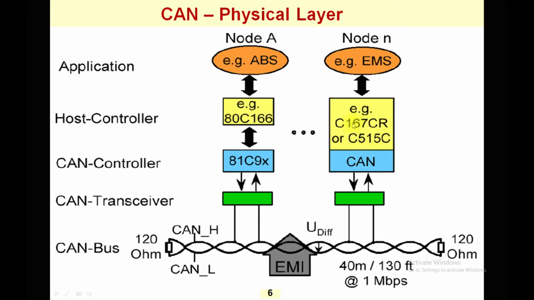Hence, the XC167 with on-chip CAN protocol is shown here with a yellow and blue color mark inside a single rectangle, which is driving the engine management system. Then there is a CAN transceiver.